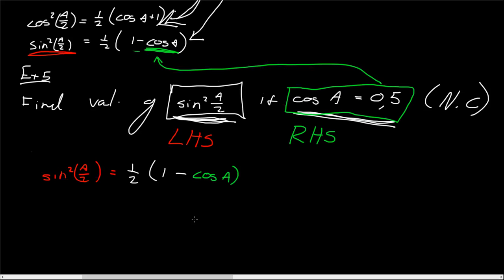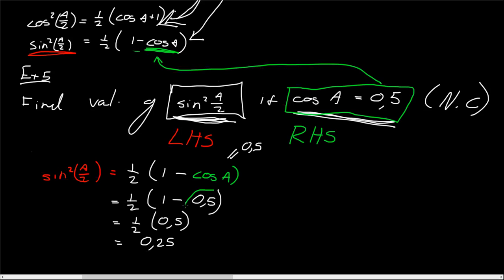Alright? And we know from the information given that cos A is equal to 0,5. So let's substitute that in quickly. So we've got equals 1/2 of 1 minus cos A, which is 0,5, which is equal to 1/2 of 1 minus a half, which is 0,5. A half times 0,5 is 0,25.